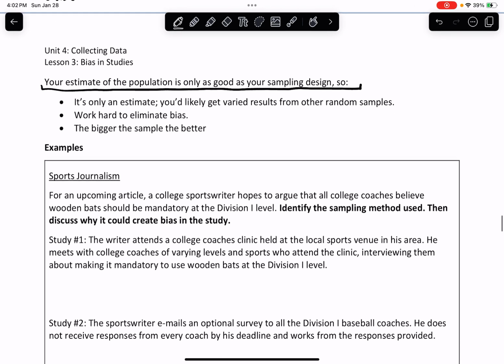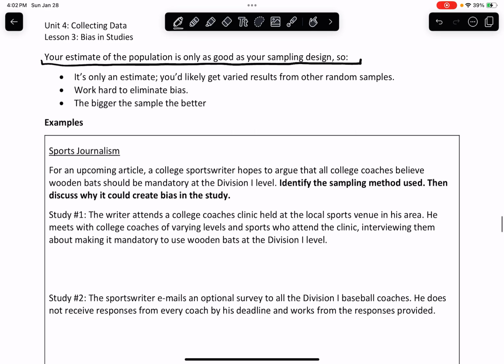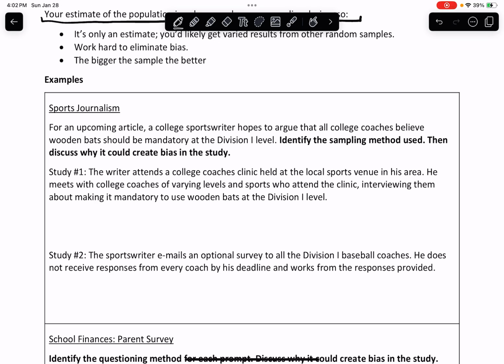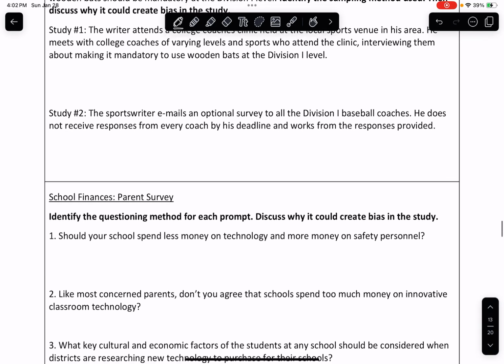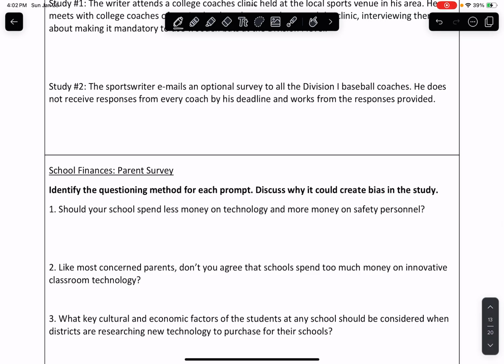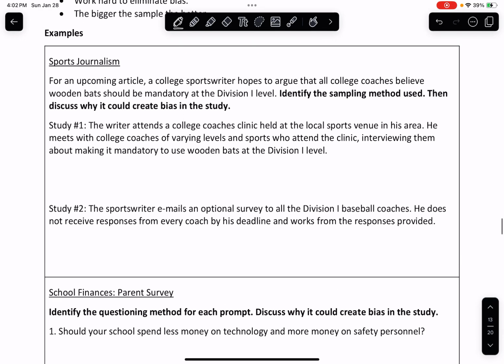Identify the sampling method used, and then discuss why it could create bias in a study for the first example. And then for the second example, identifying the questioning method and discuss why it could create bias. So here's a good place to pause and then double check your work on identifying sampling methods and how they can introduce bias. So for the first example, sports journalism, for an upcoming article, a college sports writer hopes to argue that all college coaches believe wooden bats should be mandatory at the D1 level.